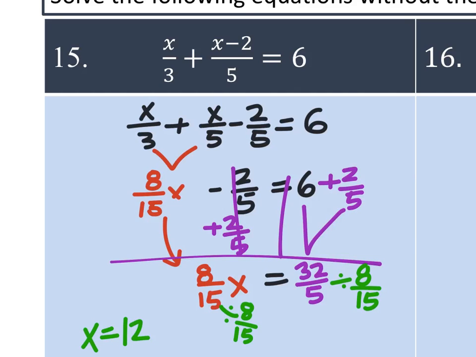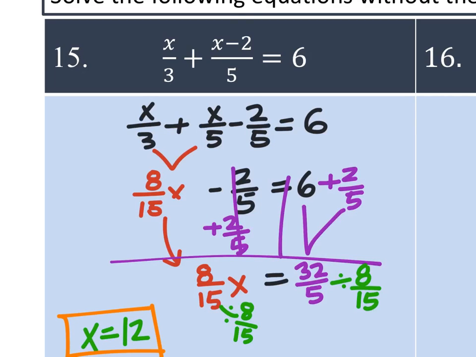Let's just check. I'm going to use my calculator to check. 32 over 5 divided by 8 over 15. It does equal 12. So let's just check in the calculator, right? So I got 12 over 3. Now I know that's 4. Plus that'd be 12 minus 2 is 10 over 5. That's 2. 4 plus 2 is 6. So x equals 12 is the solution to this equation.